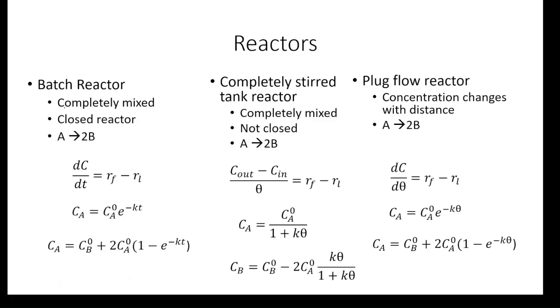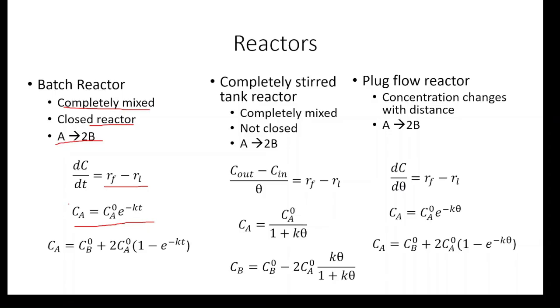So the batch reactor is a completely mixed closed reactor. If we take this example of A going to 2B, the rate of reaction dC, where this C means the concentration of either A or B, is equal to the rate of the forward reaction minus the rate of the backward reaction. So what will be the concentration of Ca in a batch reactor? Ca is equal to C naught A e raised to power minus kt.